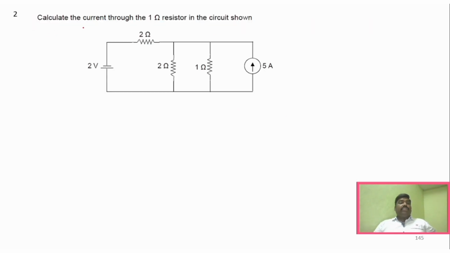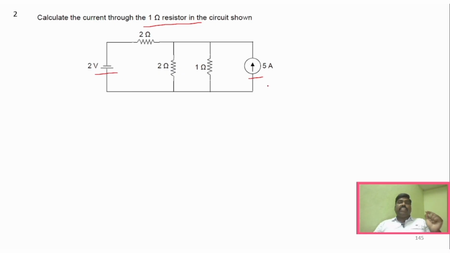So now the given question is, calculate the current through the 1 ohm resistor, right? First I'll explain how to solve this problem, and then we'll see how I solved this problem in the next slides, right? So what is the given question here? Calculate the current through this 1 ohm resistor, right? So we have to calculate the current across this particular 1 ohm resistor. And now we have seen here, we have two sources, right? One is a voltage source, another one is a current source, right?